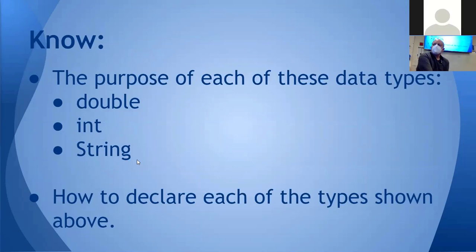You also need to know the purpose of each of these three data types. There's the double data type. Double data type is used to store real numbers, numbers that have a decimal point and numbers to the right of the decimal point. They can be positive and negative or zero, but they have a fractional portion to the right. Ints are a lot more limited. Those are whole numbers, the counting numbers plus zero plus all the negative numbers as well.